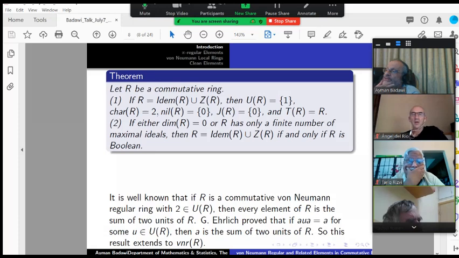So from 1 and 2, we develop a feeling that we should have a theorem: R equals the union of the set of all idempotents and the set of all zero divisors if and only if R is Boolean. But to my knowledge, we don't have a proof, neither I nor David. But we have some feeling about this result.